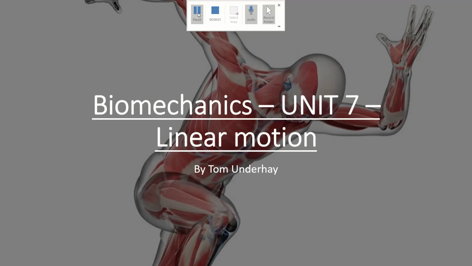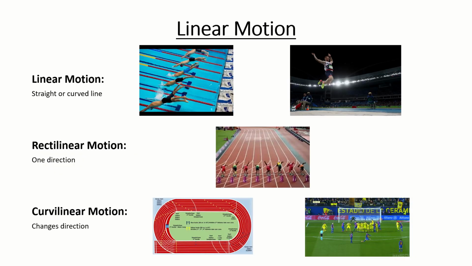So today I'll be talking about biomechanics in regards to linear motion for athletes. The first aspect of linear motion is linear motion itself. This is where an athlete or an object performs in a straight or a curved line.